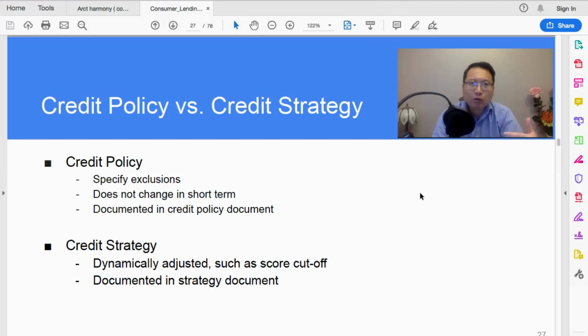So I would definitely recommend we keep the credit policy and credit strategy separate. Okay, because they have a different frequency of review, different frequency of changes, and it's easier to document them separately as well.